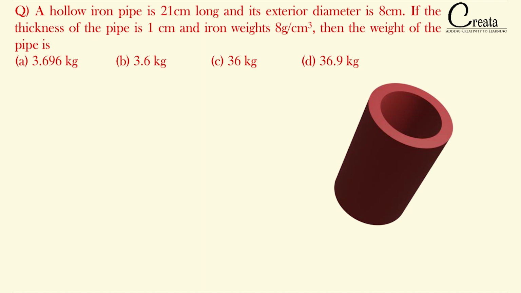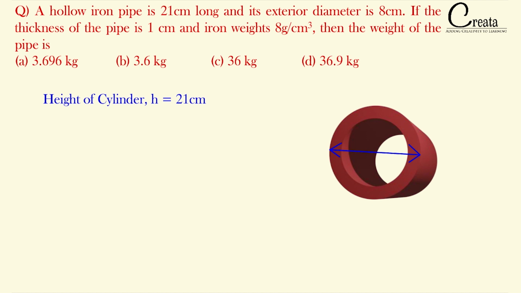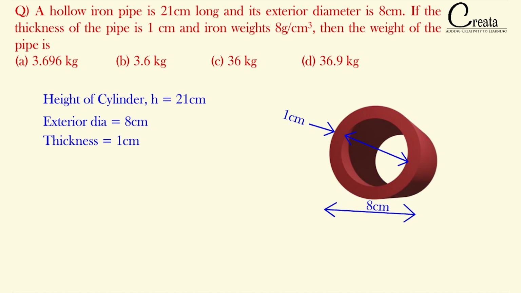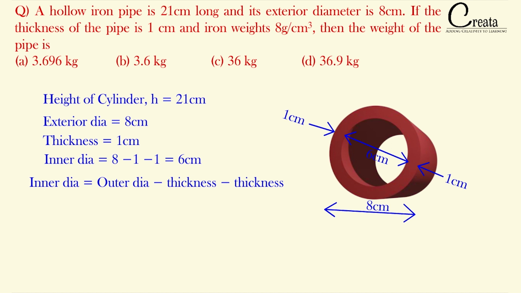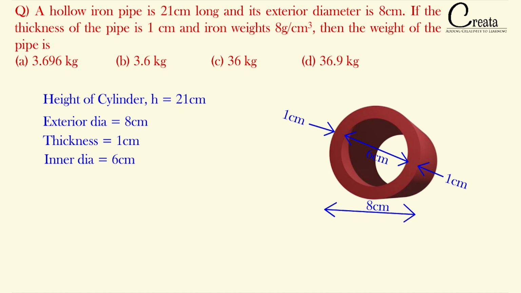The length of this iron pipe is given as 21 centimeter. That is, the height of this cylinder is 21 centimeter. The exterior diameter is given as 8 centimeter. And the thickness of the pipe is given as 1 centimeter. Okay. Here the exterior diameter is 8 centimeter and thickness is 1 centimeter. So can we say the inner dia of this hollow pipe will be equal to 8 minus 1, that is 6 centimeter. What we have done? We have subtracted the thickness of the pipe from the outer diameter. We got the inner diameter as 6 centimeter.